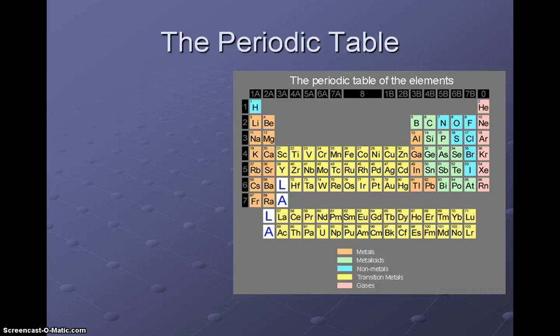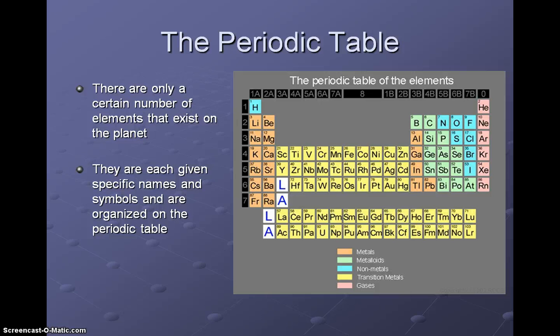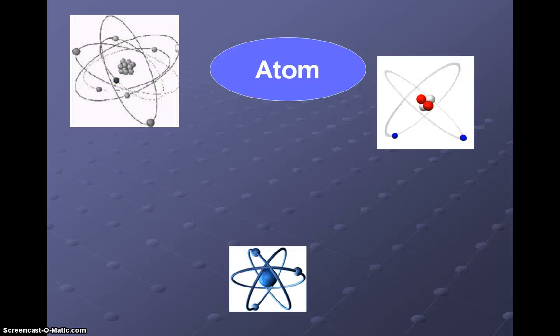All of the elements that exist can be found on the periodic table. There are only a certain number. There are more being created, and some aren't on the periodic table that you see here. More are being created in labs. But for now, we have discovered pretty much all of the stable elements that exist on the planet. We're going to learn how the periodic table is organized, but they are given symbols and they all have specific names, and you will start learning those in the next few days.